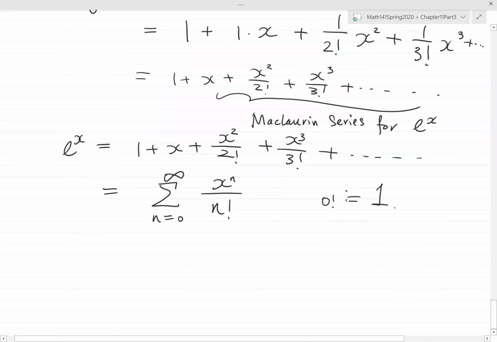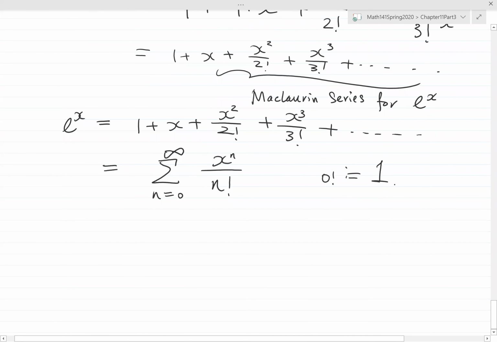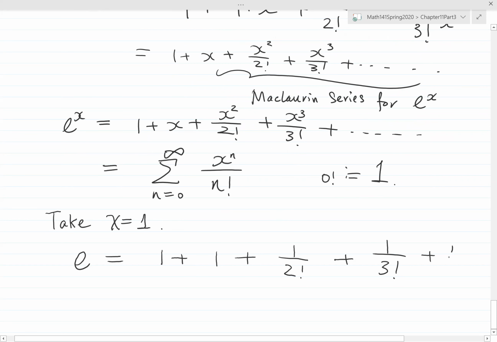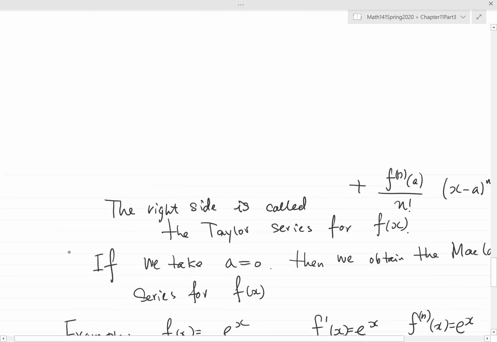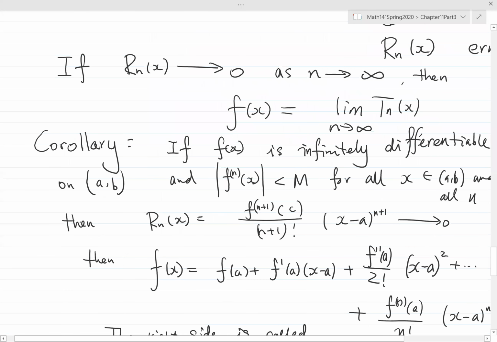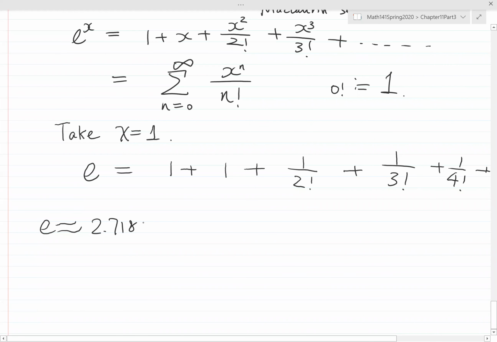So now you see we can actually do something. For instance, if we plug in x equals 1, then we get e equals 1 plus 1 plus 1 over 2 factorial plus 1 over 3 factorial plus 1 over 4 factorial, etc. Now remember the value of e. If you ask Sage what e is, we know e is around 2.718.